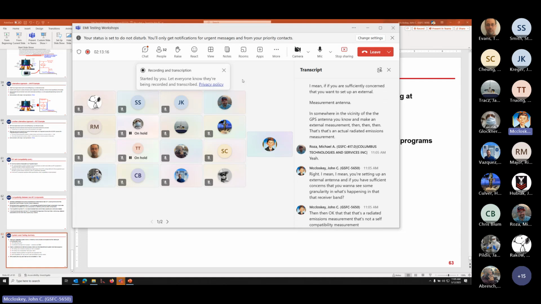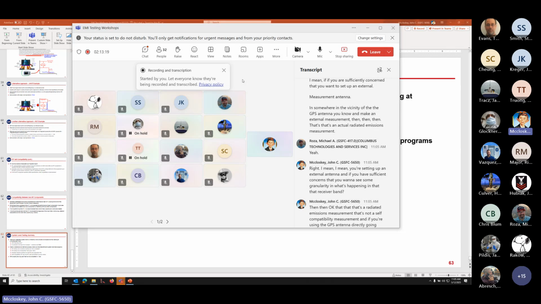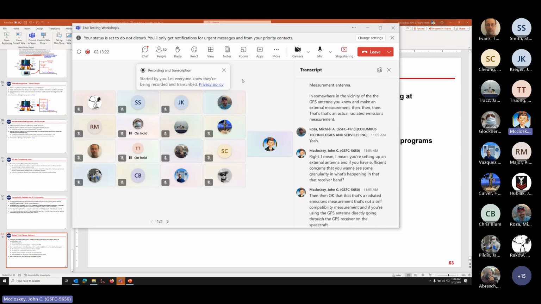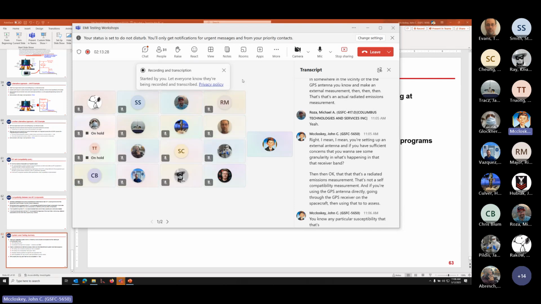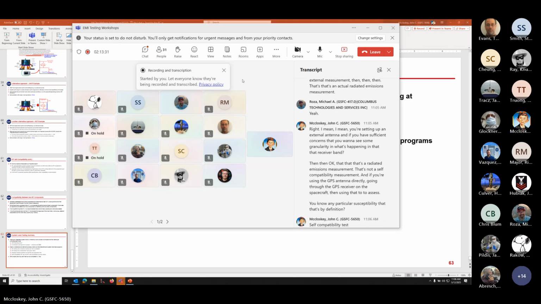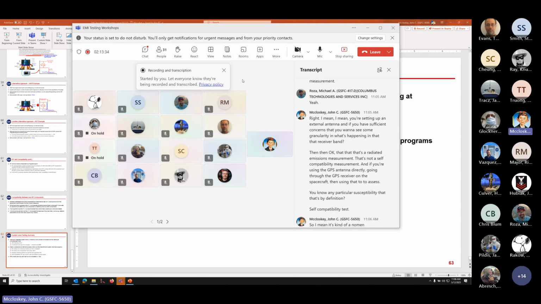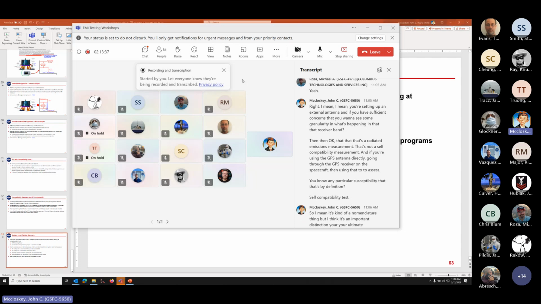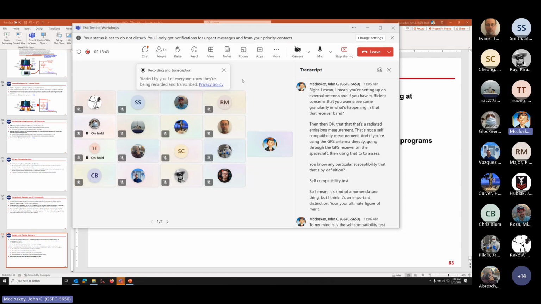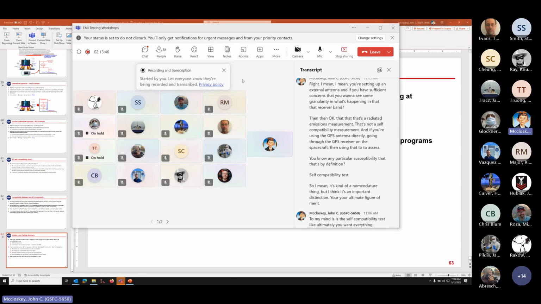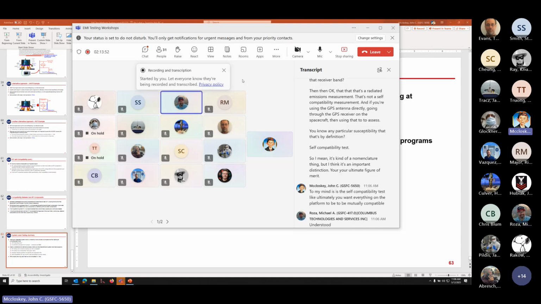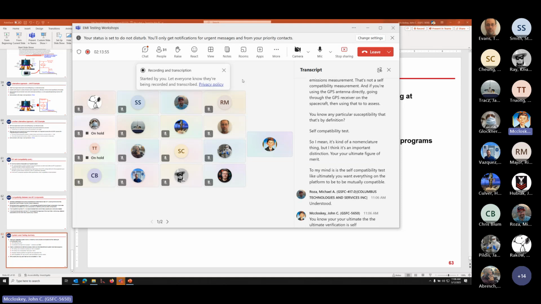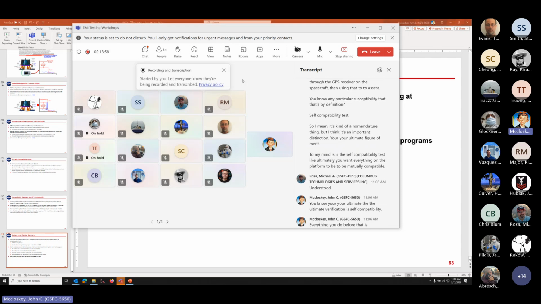And if you're using the GPS antenna directly, going through the GPS receiver on the spacecraft, and using that to assess any particular susceptibility, that's by definition a self-compatibility test. It's kind of a nomenclature thing, but I think it's an important distinction. Your ultimate figure of merit, to my mind, is the self-compatibility test. Ultimately, you want everything on the platform to be mutually compatible. Understood. So the ultimate verification is self-compatibility. Everything you do before that is risk mitigation.